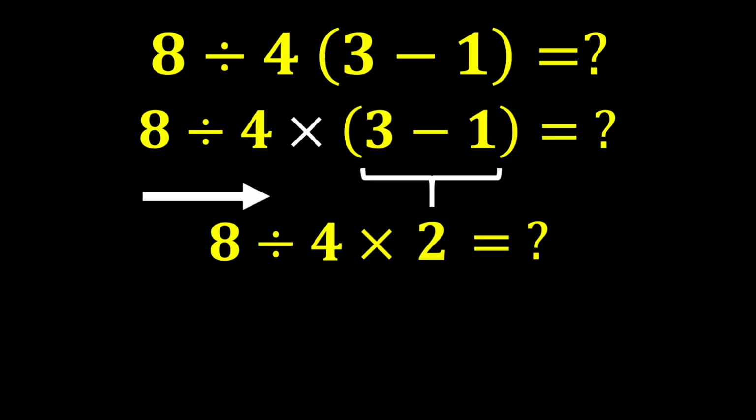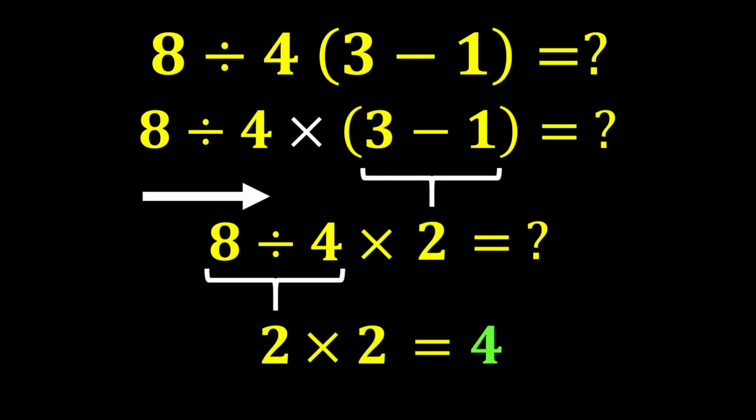Now, in this expression, if we move from left to right, we reach the division first, so we first perform the division, and then perform the multiplication. 8 divided by 4 equals 2, and finally, 2 multiplied by 2 equals 4, which is our correct final answer.